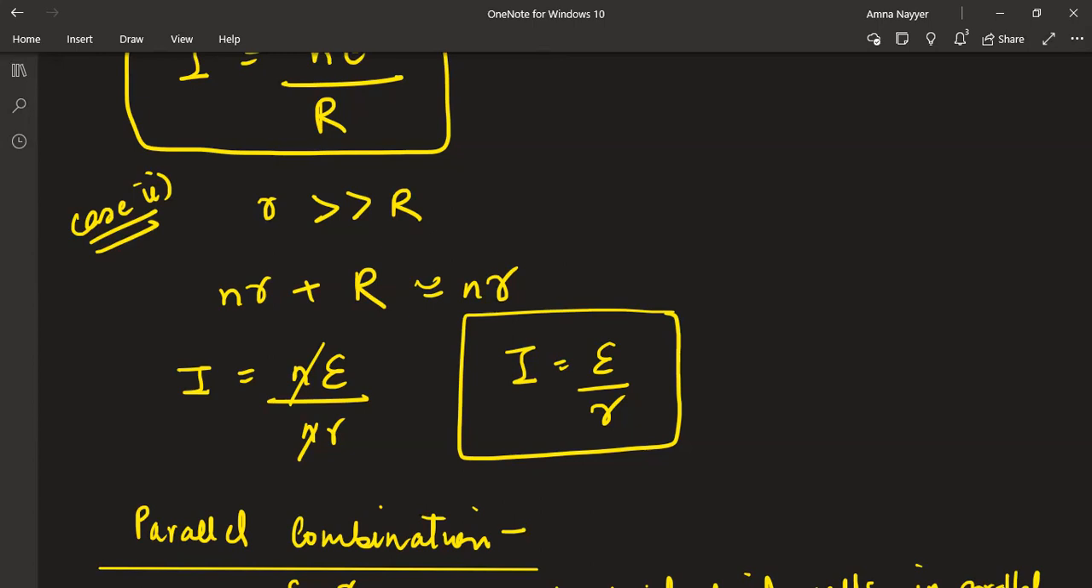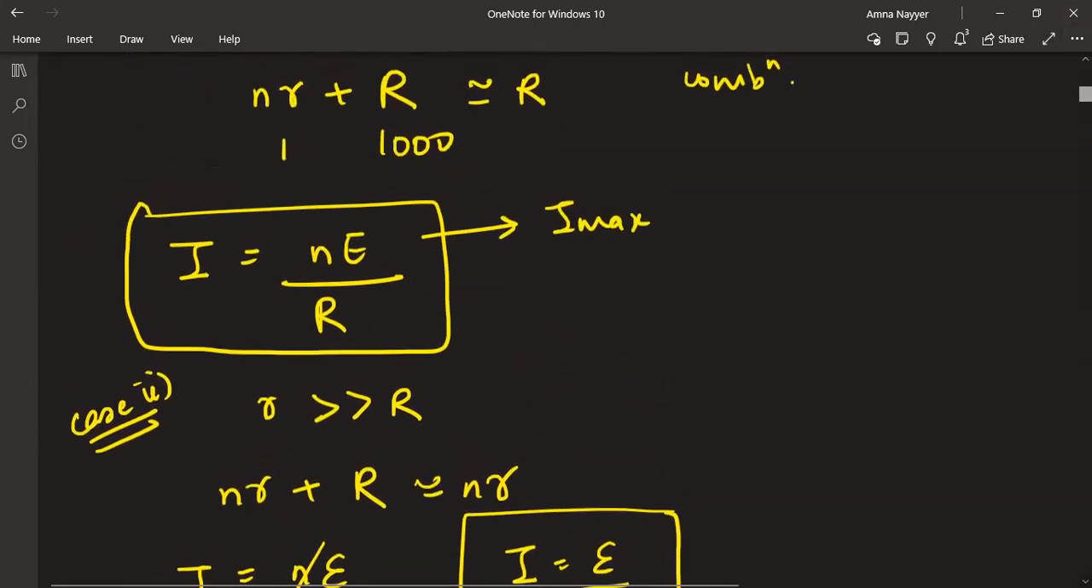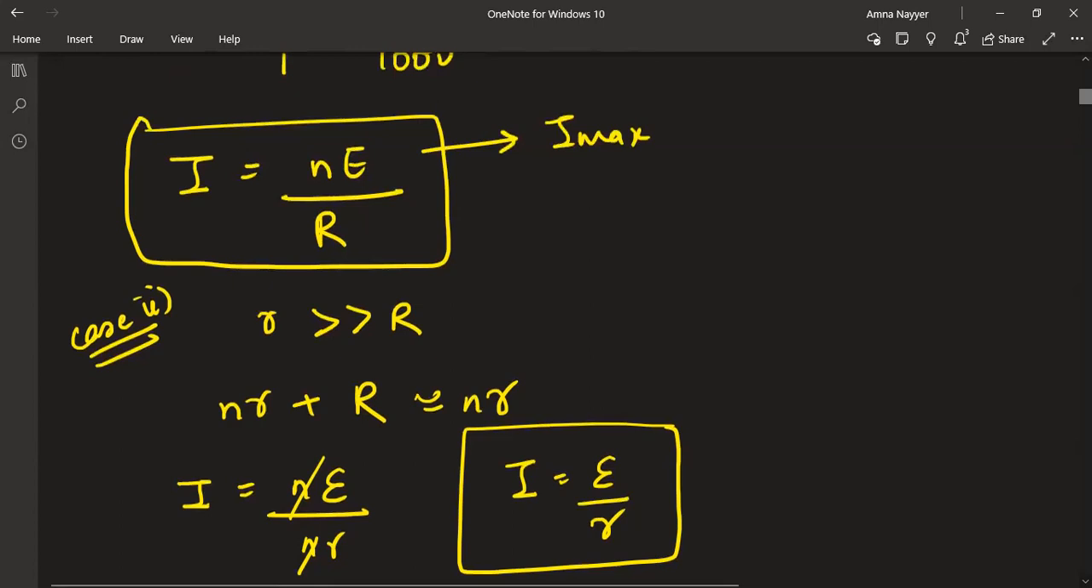So two cases we have seen, external resistor very much greater than internal resistor, and internal resistor very much greater than external resistor. This is for series combination. In which case are you getting the maximum current? You're getting it for the external resistor greater than internal resistor, the first case. So if you are given the external resistor's value larger than the internal resistor, you go with this case, prefer this case first.